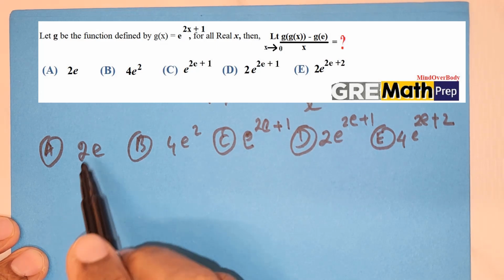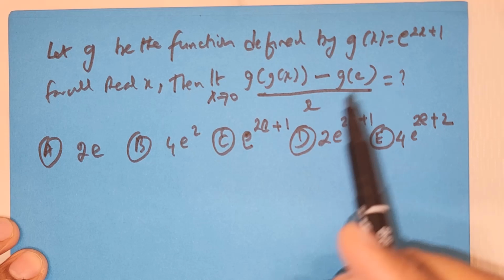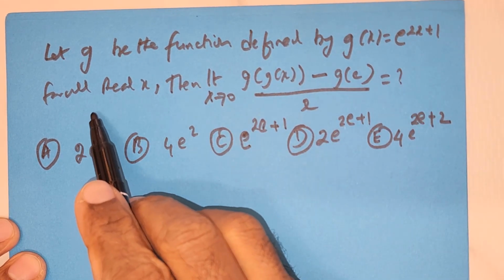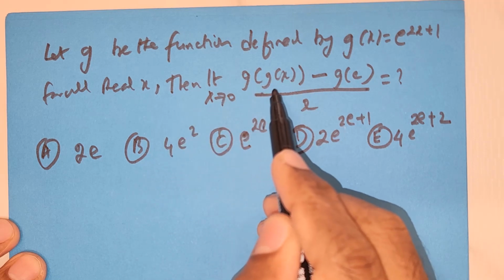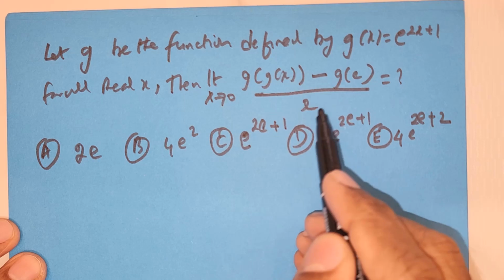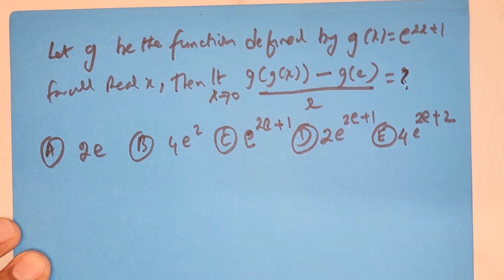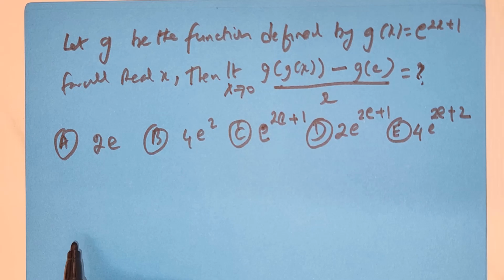So the next question, we have been given that g be a function defined by g of x is equal to e raised to the power of 2x plus 1 for all real x, then the limit as x tends to 0 of g of g of x minus g of e over x has to be found. Now these are the choices given. You can pause the video and work the question out and see if you are able to zero in on the right choice.